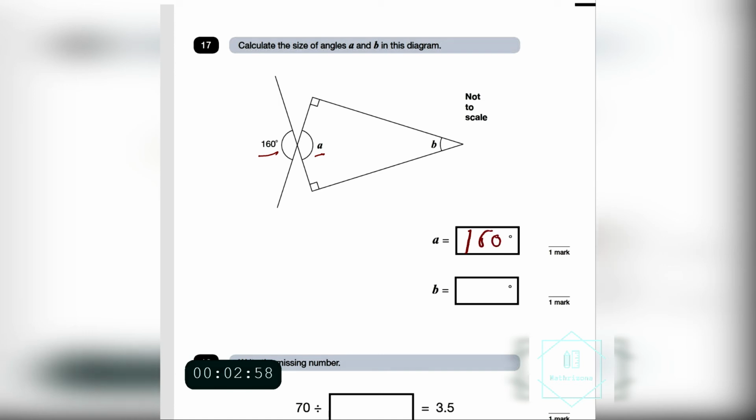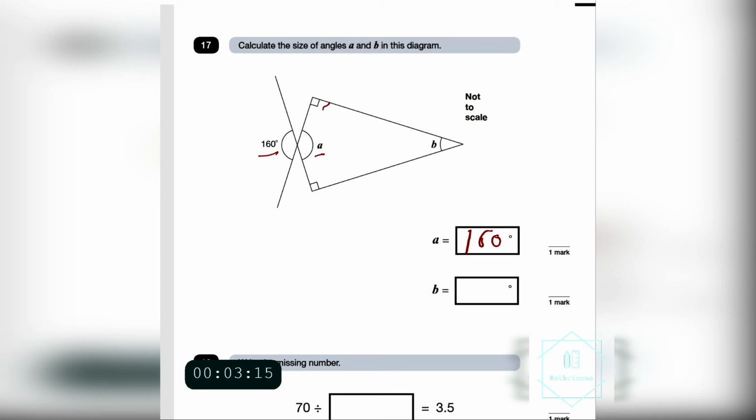Right? Now, to calculate B, we will use a formula. Here, if you see, angles A and B are part of the quadrilateral. So, as per the rule, the sum of all the angles of a quadrilateral is 360. We already calculated A, so let's calculate B.